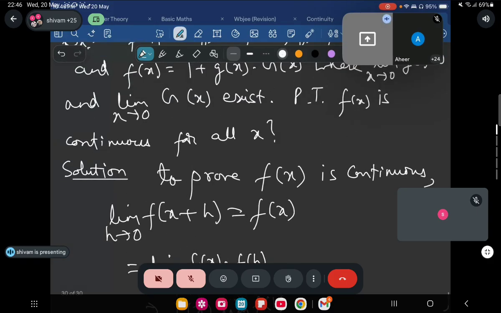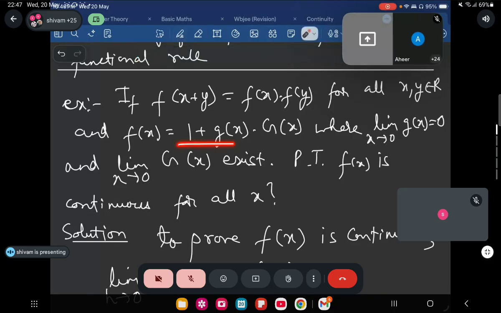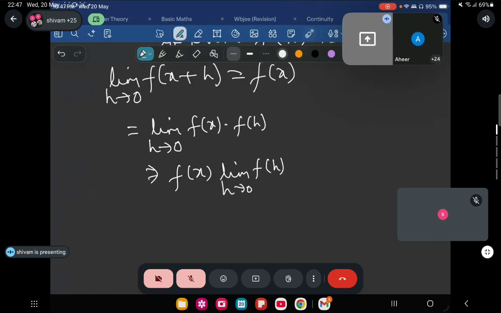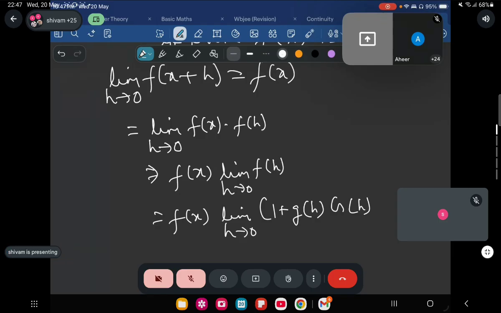Next. Now tell me, what is f of h? f of h is equal to 1 plus g of h into capital G of h. So this will be equal to f of x into limit h tends to 0, 1 plus g of h into capital G of h. Right. Tell me, everyone. Are you getting it? Yes or no? Tell me, anyone having any doubt? You can ask me now.